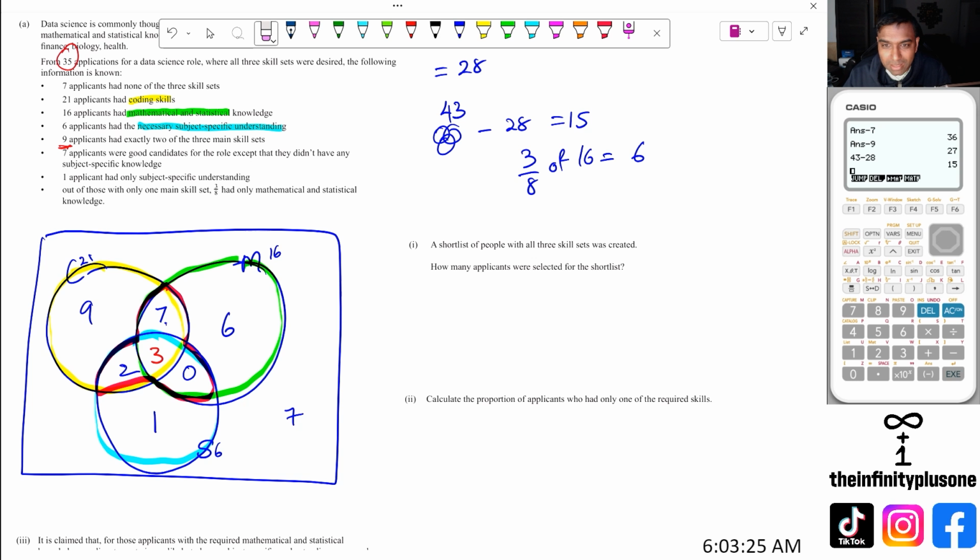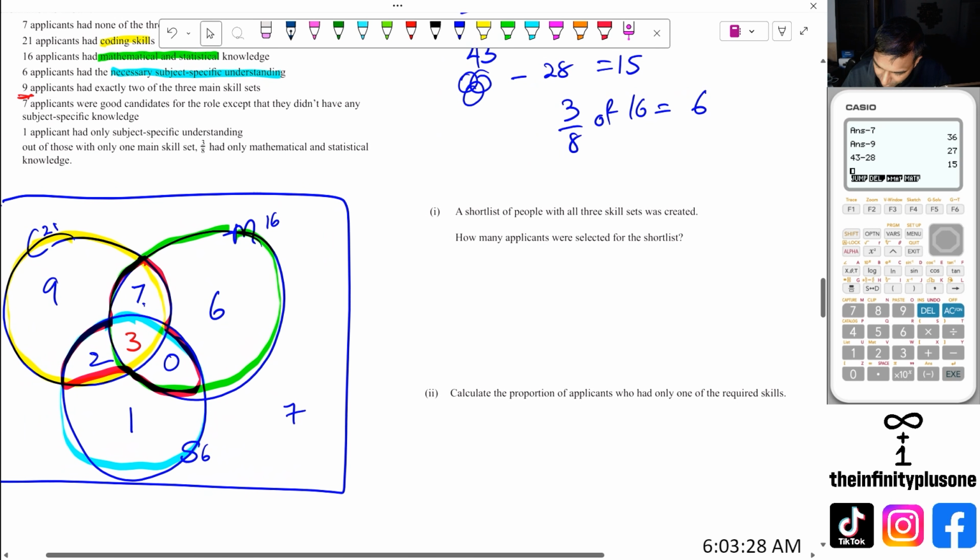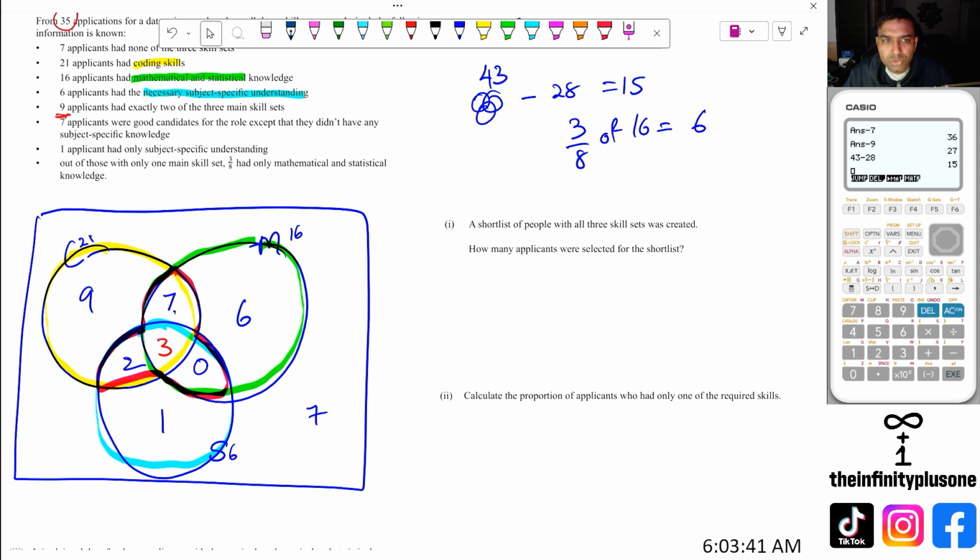All right, so let's look at part 1 of this question. A shortlist of people with all 3 skills was created. How many applicants were there for the shortlist? Well, that's a nice and simple one because we've got the number there. That's going to be 3. That's worth an achieved.